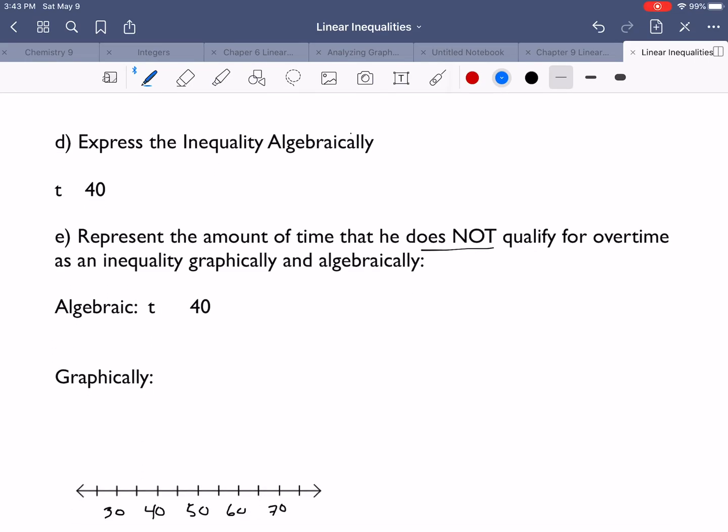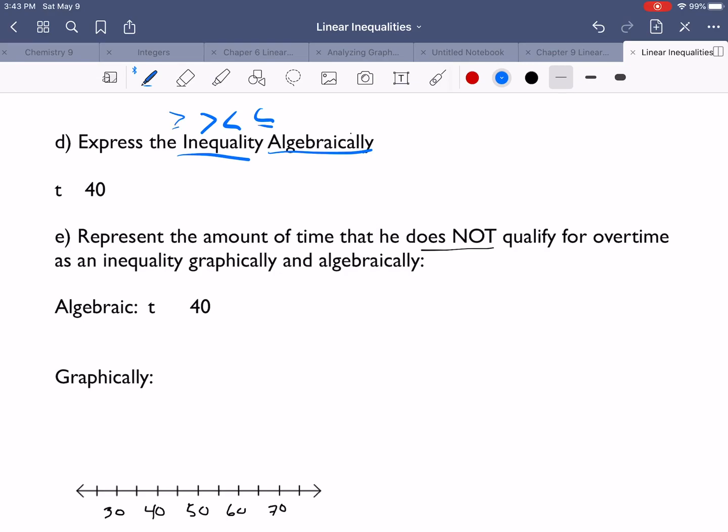So here it is: express the inequality algebraically. This is the way that we're used to writing it, and I have already done this. So we know that if Bob works more than 40 hours, all we have to do is use the inequality symbol: greater than or less than, or greater than or equal to and less than or equal to.